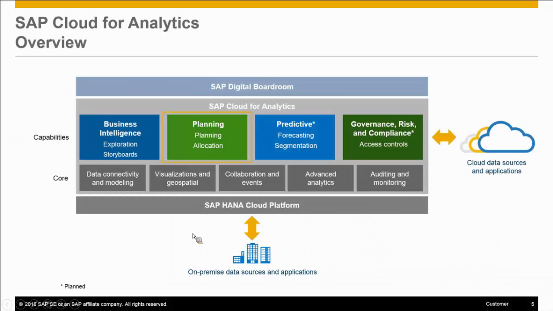So here's an overview of the whole big picture architecture of SAP Cloud for Analytics. SAP Cloud for Analytics is on SAP HANA Cloud Platform. It can connect to other data sources in the cloud as well as on-premise applications. There are 4 capabilities within Cloud for Analytics. BI and planning are currently available. Predictive and GRC will come in the future.